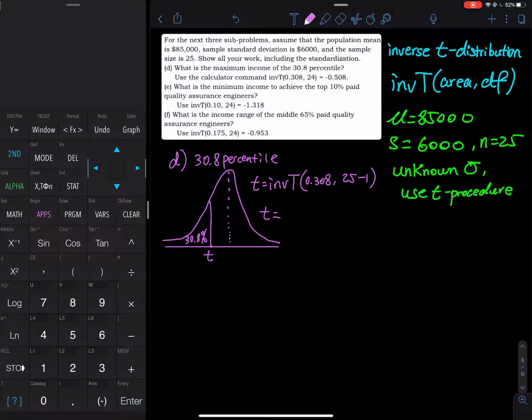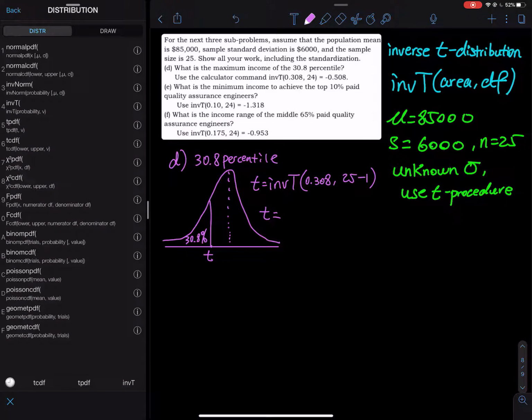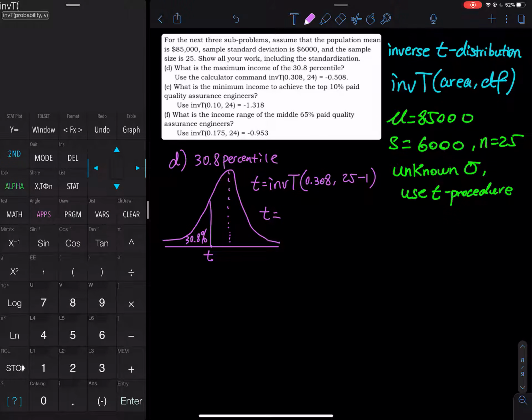So for inverse T, we go to second vars. Inverse T is right under inverse norm, so we pick inverse T, and then we enter the probability or the area, 0.308, and then the degree of freedom is 25 minus 1. If you have a newer calculator, you have to input this in a menu. For the older calculator, you do that on the home screen, and you have to type the comma by yourself. For the new calculator, you don't need to. So that is negative 0.508. For the T, I will use 3 decimal places.